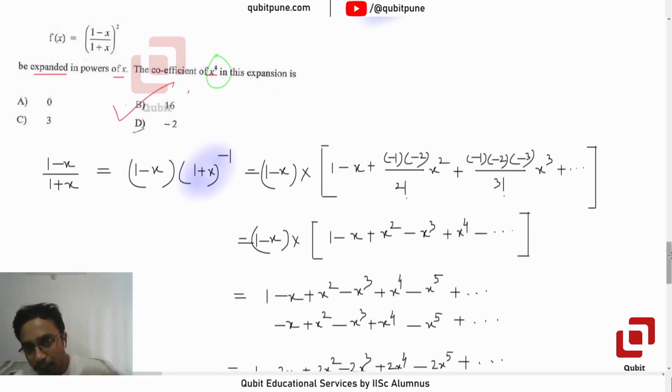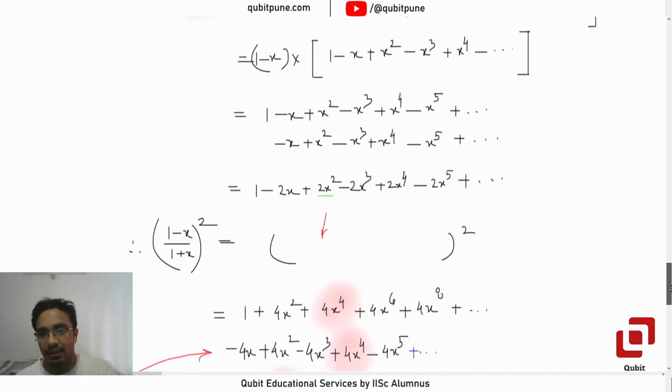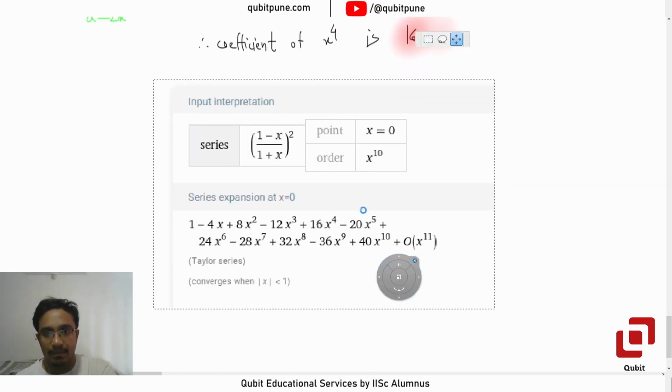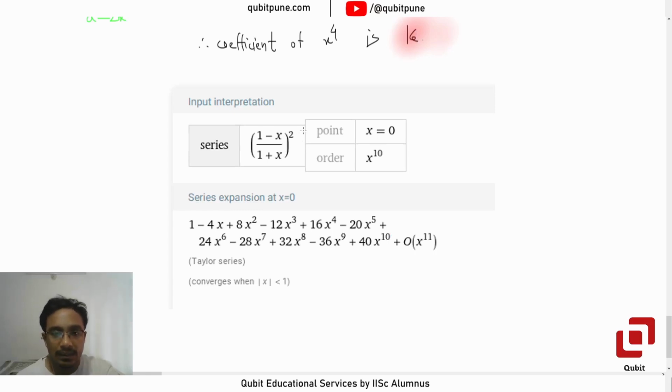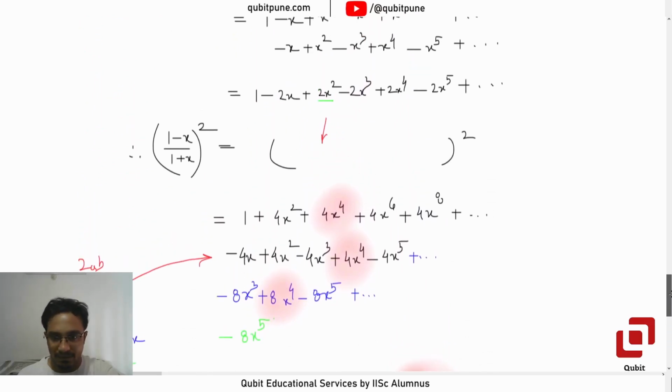Now, to verify our answer, I put this expression in a calculator and got this expansion of (1 minus x upon 1 plus x) raised to 2. This is called the Maclaurin series when x is 0, otherwise it is called the Taylor series. What I would like you to look at is the coefficient of x raised to 4 here. It turns out to be positive 16. That's what we have got here. In fact, we may get other coefficients also. You can verify that and obtain the respective coefficients.